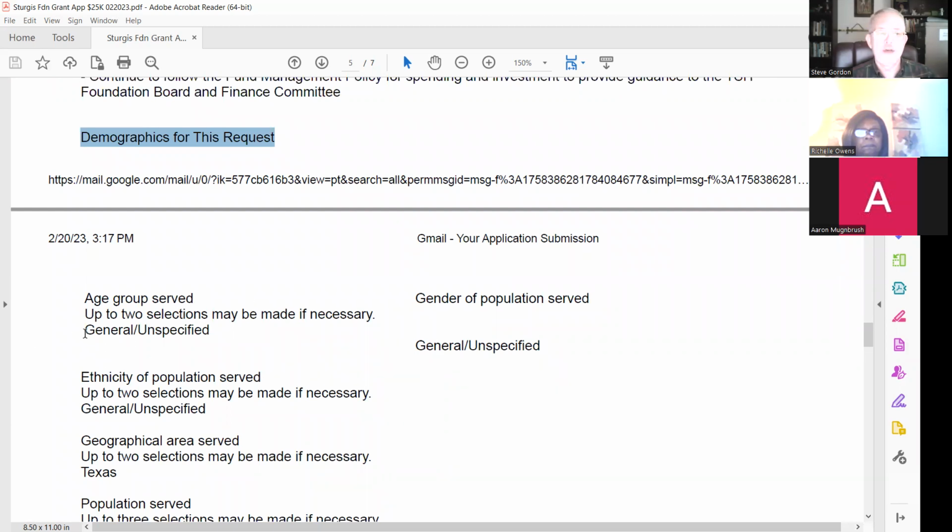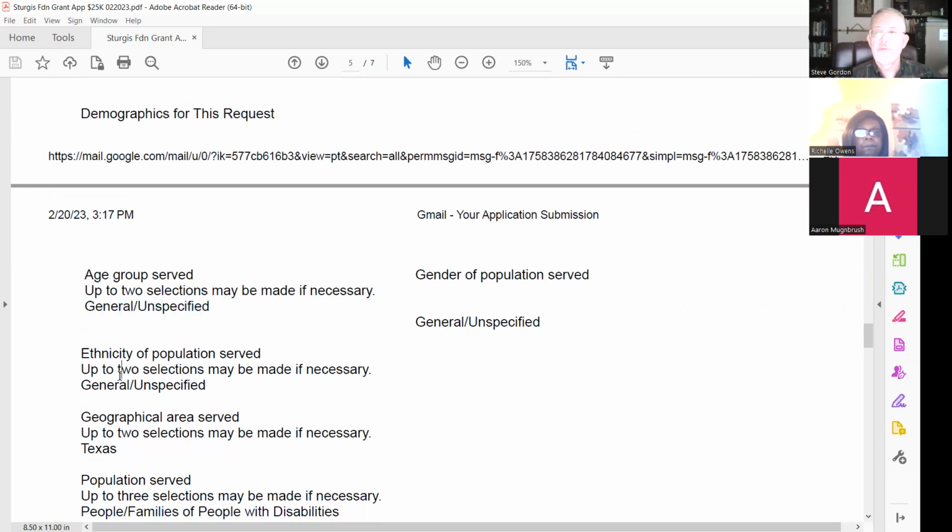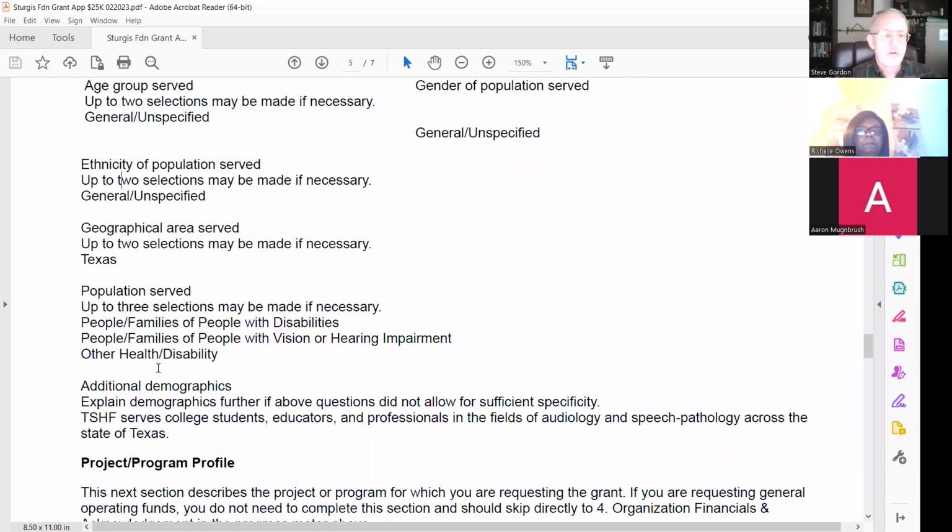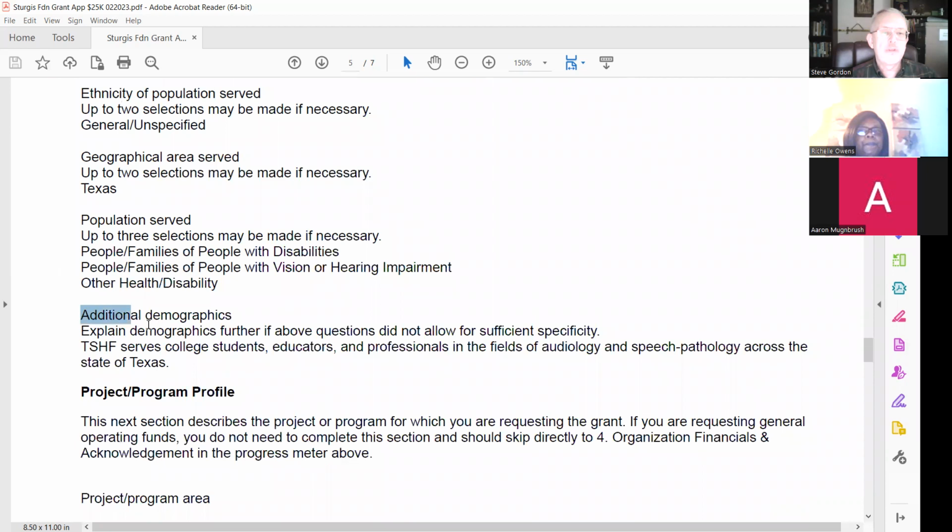General or unspecified is a perfectly good answer if that fits what you're doing. If you're targeting a certain group, put that in there. If you're just generally helping everybody, you can say that as well. And then there's a place called additional demographics where you can just put in an open statement talking about who you serve.